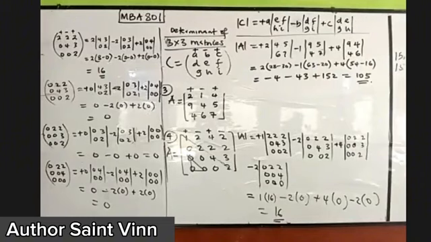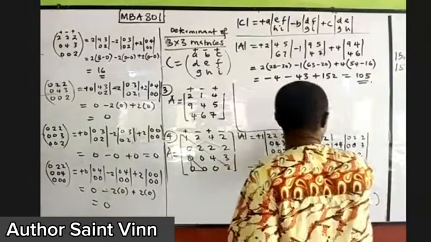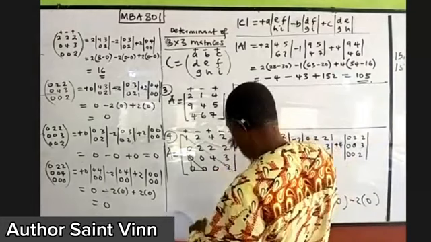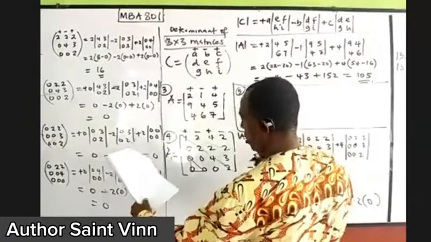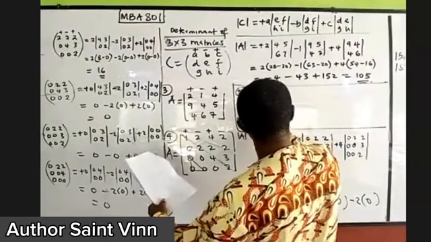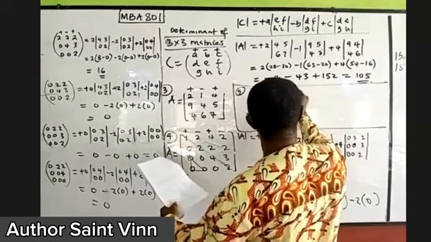Okay, let's look at this one. This is the question. Let me write it here so that we can do it here. This one is number 5. In number 4 there, it said this is A, 3, 4, 2, 1.